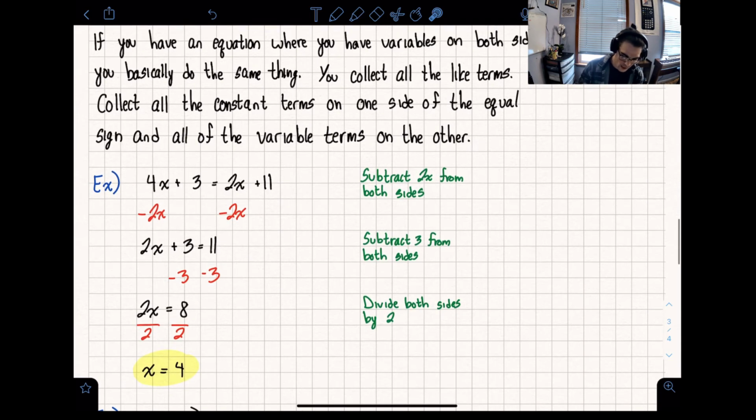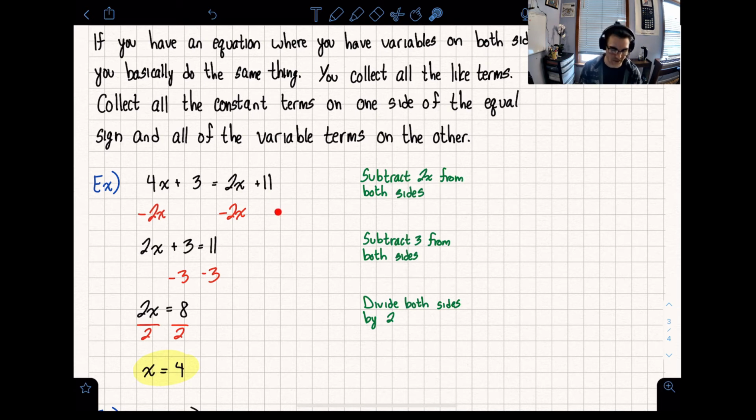Okay. This is something you will see coming up a lot in algebra. If you have an equation where you have variables on both sides, you basically do the same thing. We're just following the same exact steps here. You collect all of the like terms, collect all of the constants on one side of the equal sign, and all of the variable terms on the other. So here's my example. We have 4x plus 3 equals 2x plus 11.